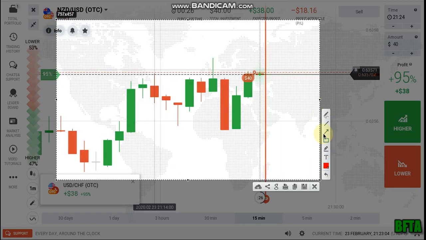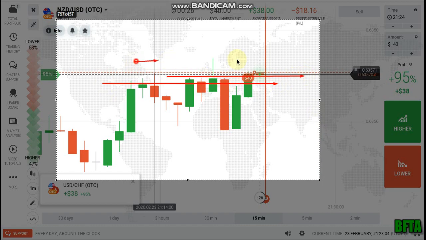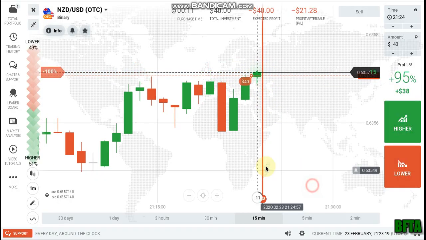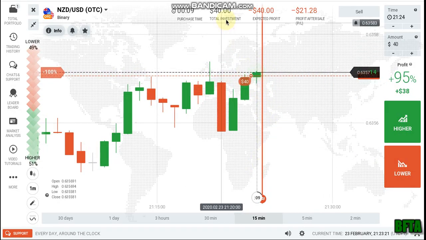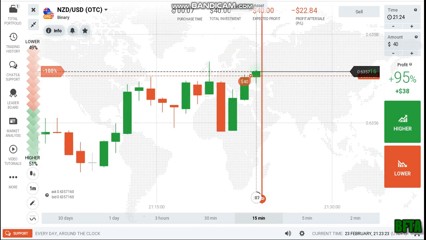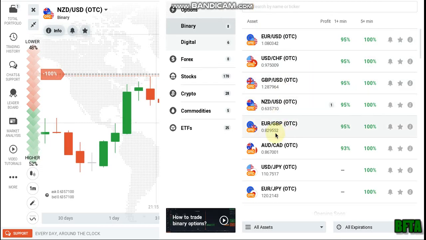I place a put option here because this is a sellers area. This is a sellers area. And again, I'm seeing a rejection from sellers. So the next candle will be bearish. It must close as bearish. Okay. Let me take one more trade. Let's see this one.